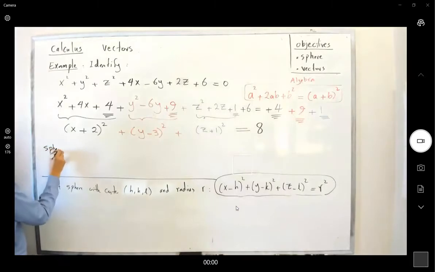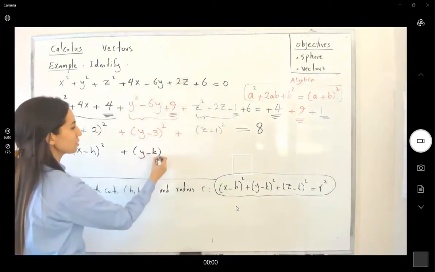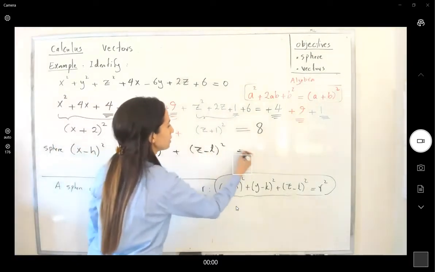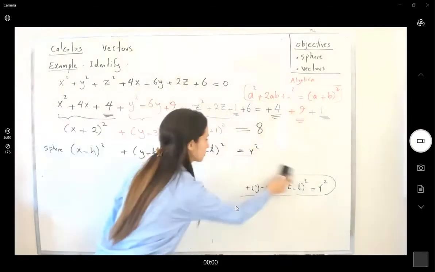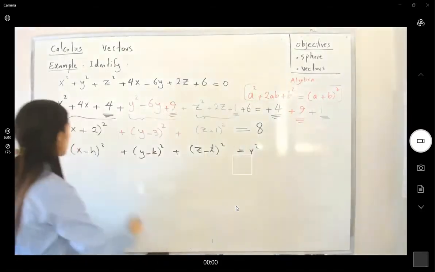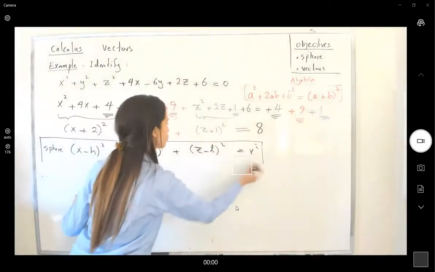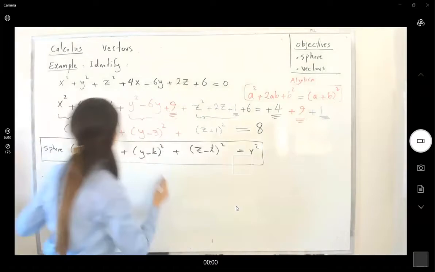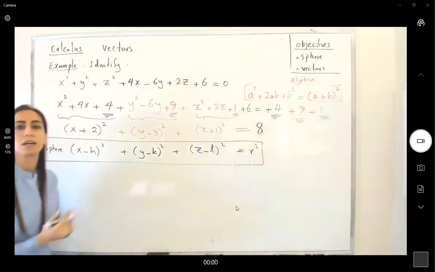A sphere is written as x minus h squared plus y minus k squared plus z minus l squared equals r squared. This is the equation of a sphere centered at (h, k, l) with radius r. Compare these two equations, term by term.